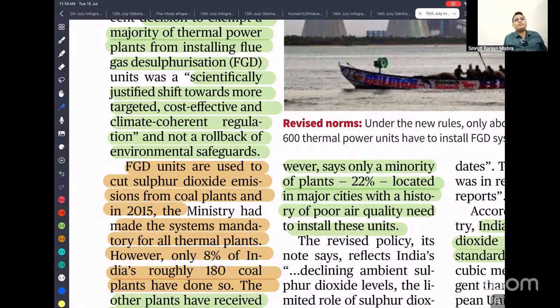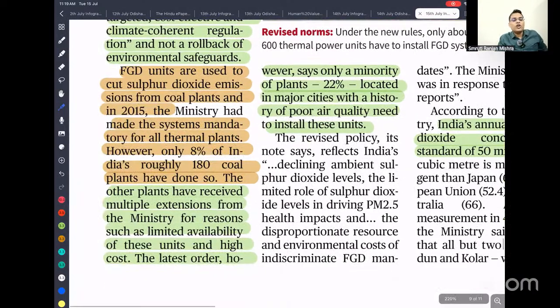That means only 8% of our total thermal power plants have installed flue gas desulfurization. Other plants have received multiple extensions from the ministry because they are not able to achieve the targets. So what are the reasons for not being able to install flue gas desulfurization in their power plants? Limited availability of these units and high cost.